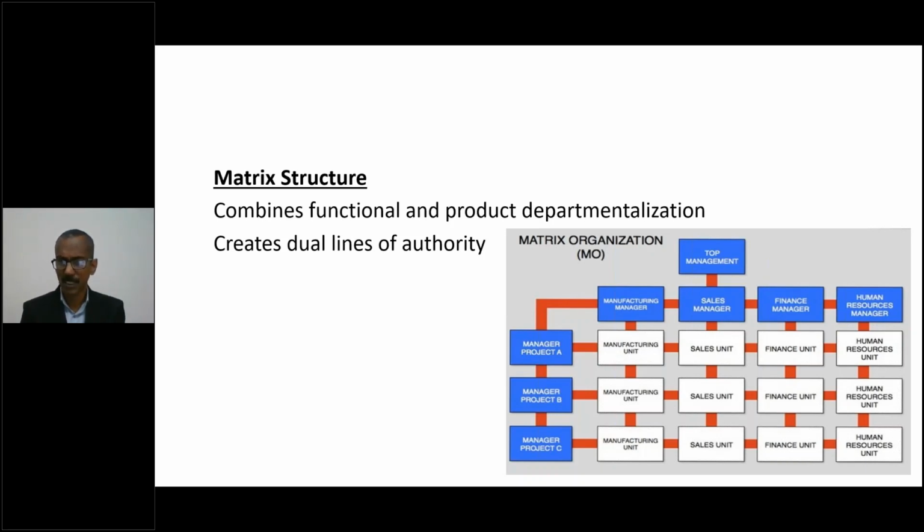So these employees will get instructions from two sources. One is from their home department and from project manager. So this particular arrangement violates the principle of unity of command. That is why in the second statement it is given, creates dual lines of authority. Employees receive instructions from two sources. One is from their home department. It may be manufacturing, sales, HR, finance. And the other source is the particular project manager, matrix structure. But this structure is beneficial in a number of situations. So these are the three common organizational designs.